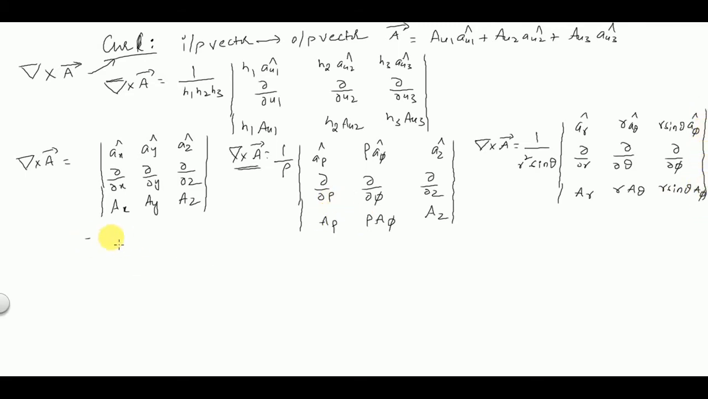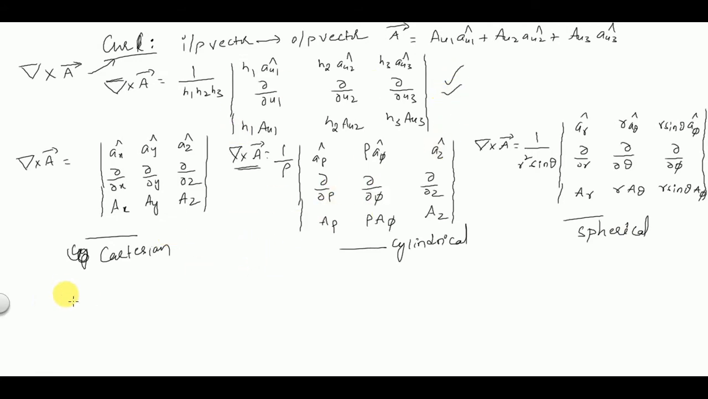Okay, so these are the three formulas in the three coordinate systems. This is for the Cartesian coordinate system, this is for the cylindrical coordinate system, and this is for the spherical coordinate system. So all three coordinate systems have their formula. Instead of remembering all of these, you can remember the common formula.